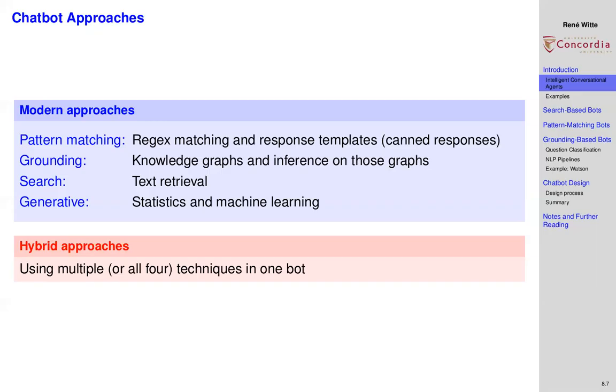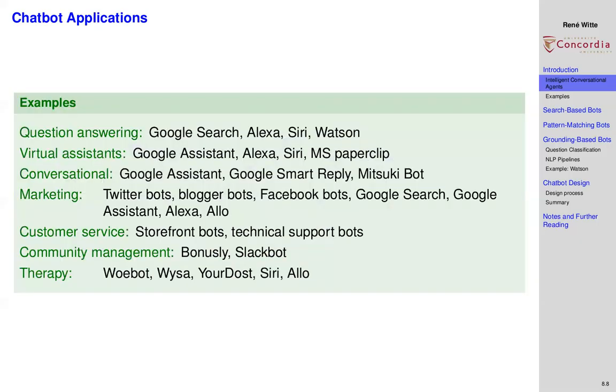Obviously, you're not limited to writing a bot with just one of these techniques. A lot of the bots used in practice combine 2, 3, or even all 4 of these techniques to do something useful, engage with the user, and appear to be smart. Using these different techniques, bots have been used for all kinds of applications. A common one is question answering, and this is what you see with modern bots like Google Assistant, Alexa, Siri, and so on.